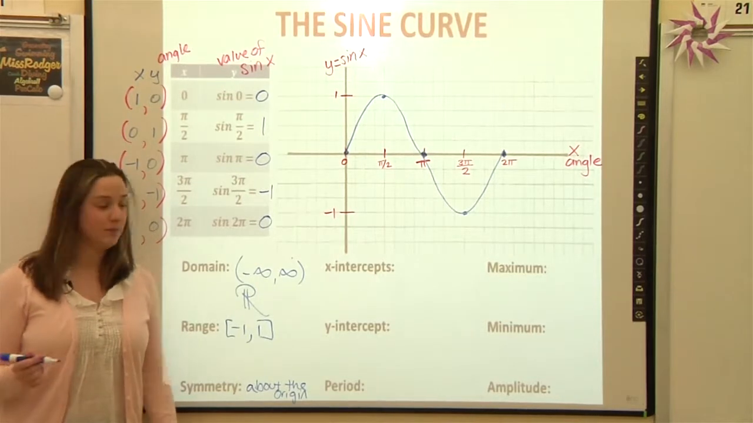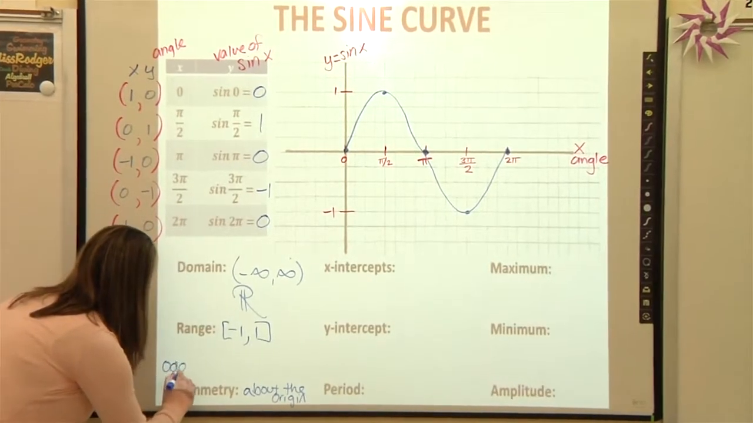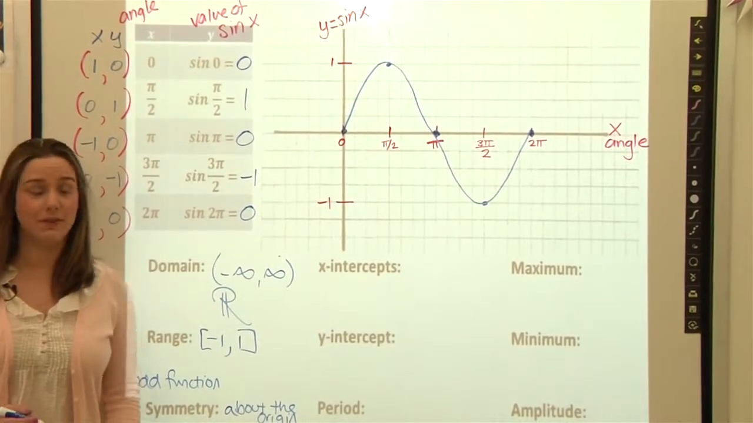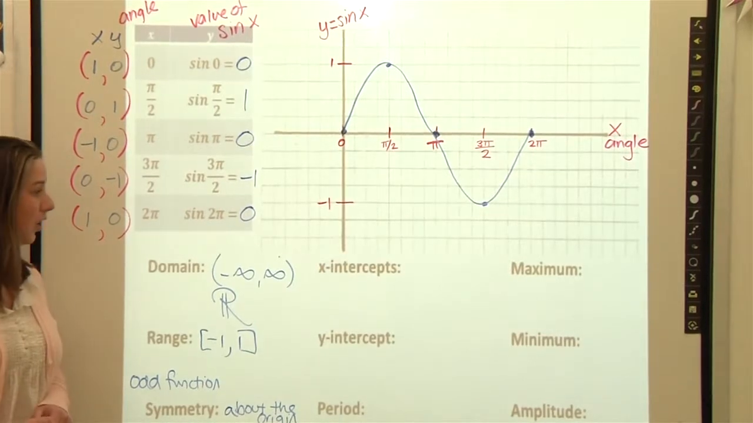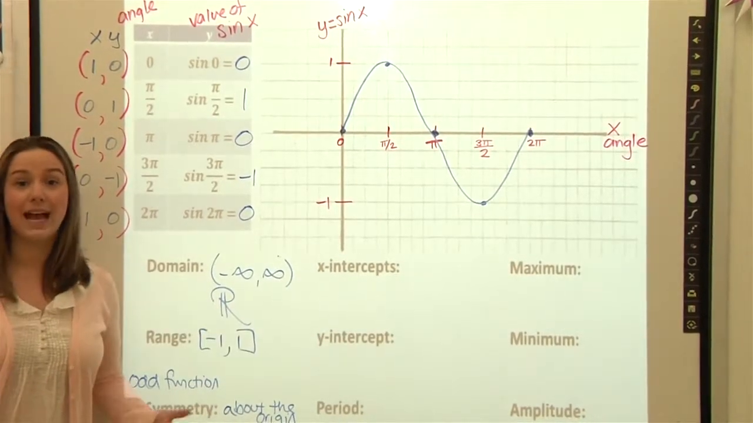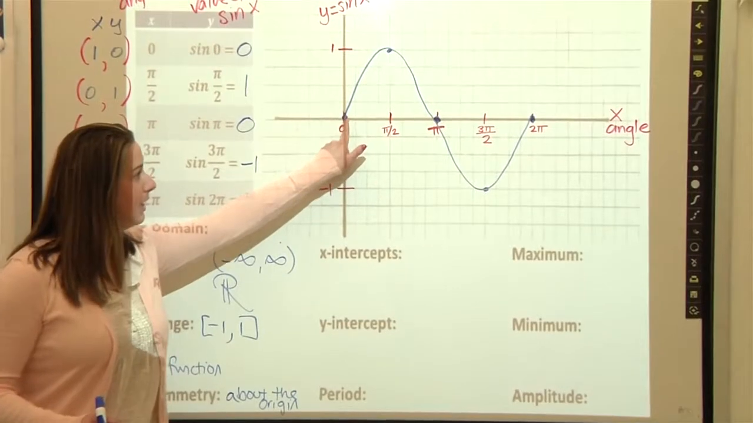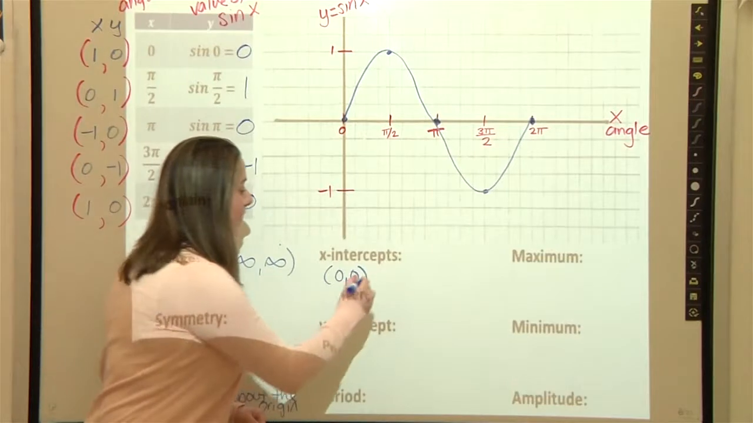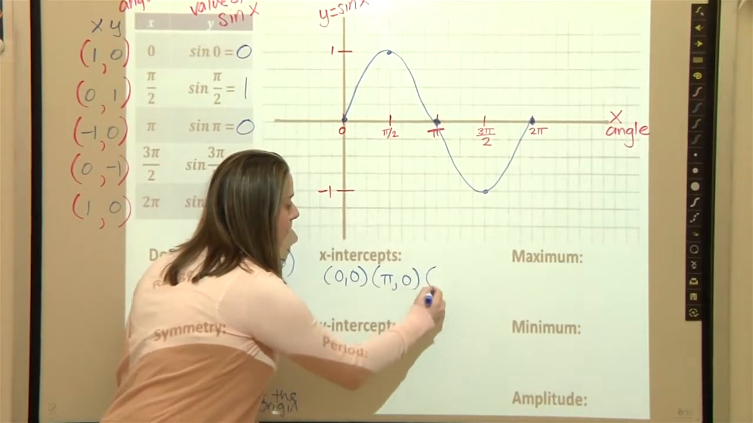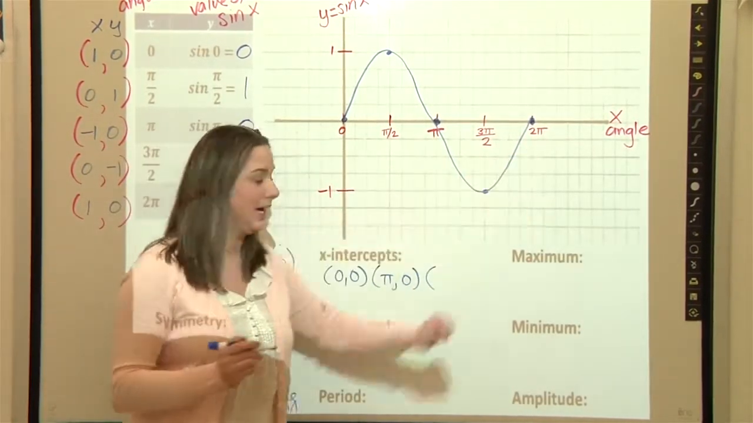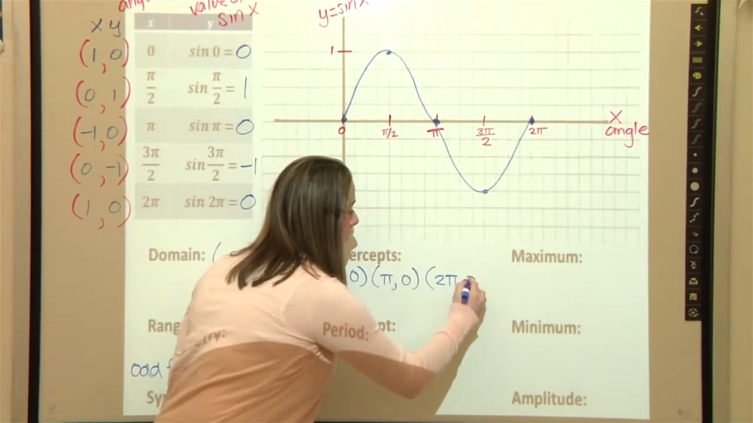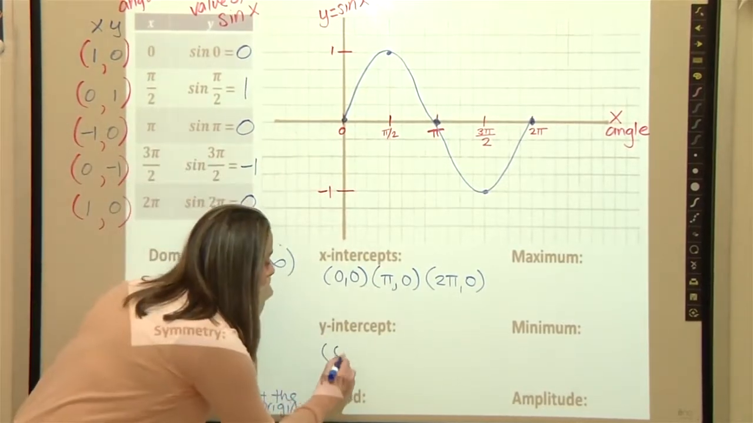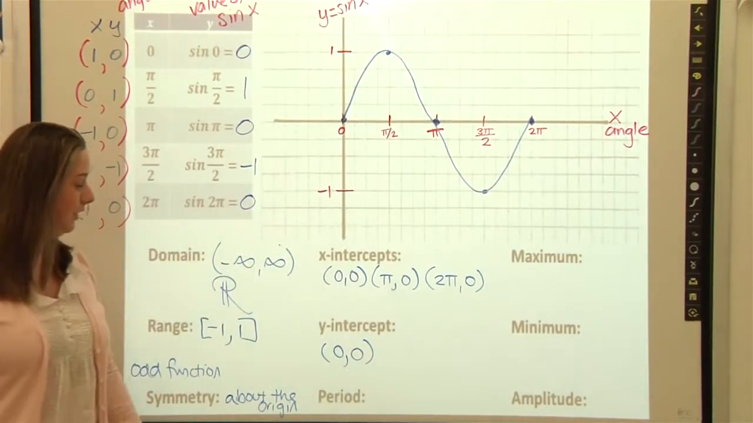And if you recall from previous sections, this is because it's an odd function. We have odd functions and even functions. So interestingly, sine is odd. Let's think about our x-intercepts. This is going to be 0, 0. We have pi, 0 and 2 pi, 0. Our y-intercept, where it crosses the y-axis, is 0, 0, the origin.